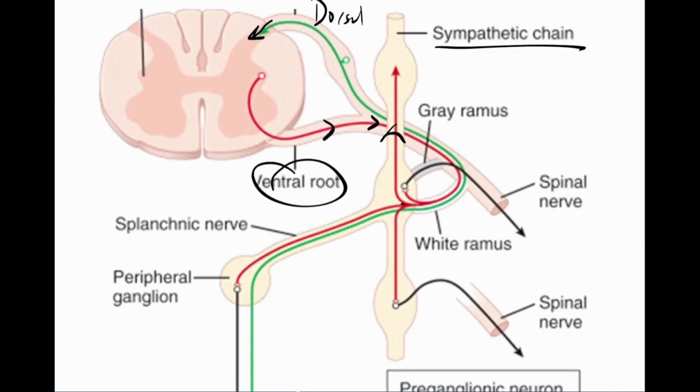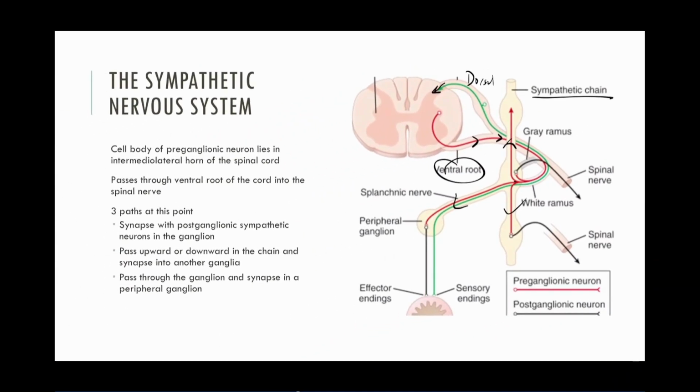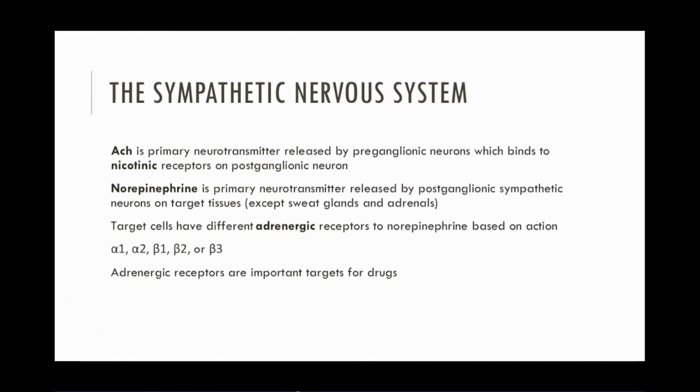It can go up, it can go out, or it can go down. That's all we're saying here. When it gets to the side chain ganglion, the impulse has three different ways it can go. It can stay within the sympathetic side chain, go up or down, or it can leave at that level. That's all you really got to know for this stuff with regards to sympathetic. As far as which direction it goes, does it stay in the ganglia? Does it leave? Those are the only two options it has.